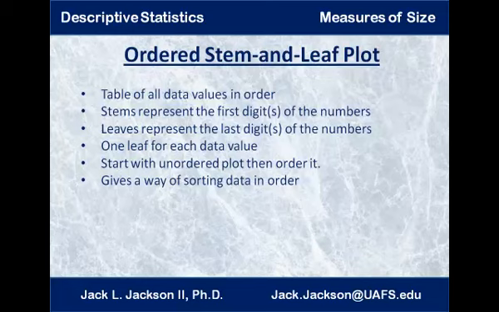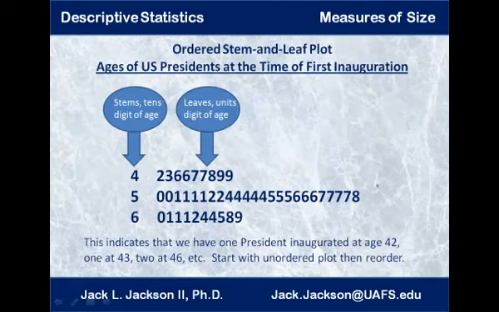We can start this with an unordered plot and then order it, and this gives us a way of sorting the data in order. So let's look at an example. If we look at the example of the ages of U.S. presidents, this is going on the full table, for which you saw the first five rows earlier. And by the way, the full table is at the end of the project that we worked on in this class. So this is the final result of an ordered stem and leaf plot.